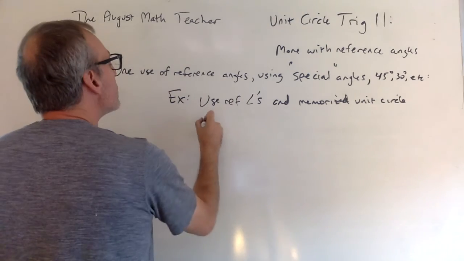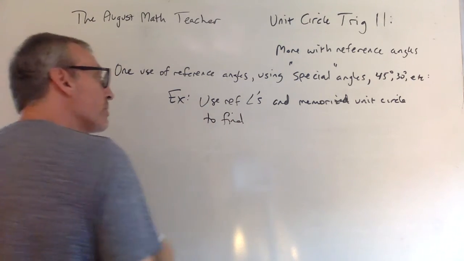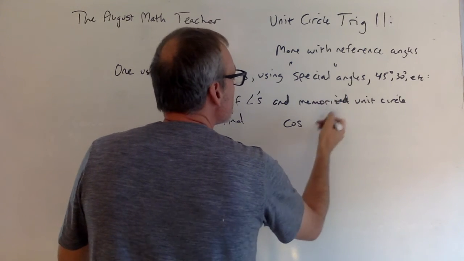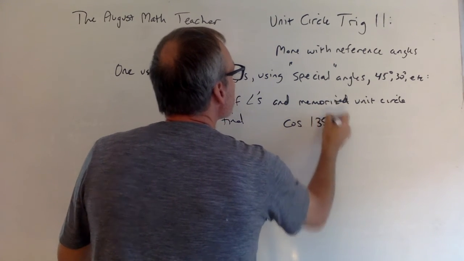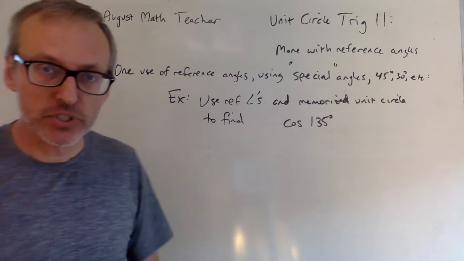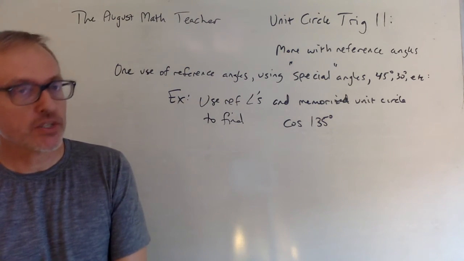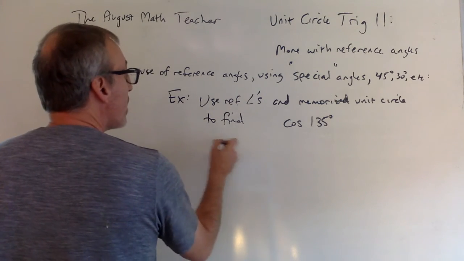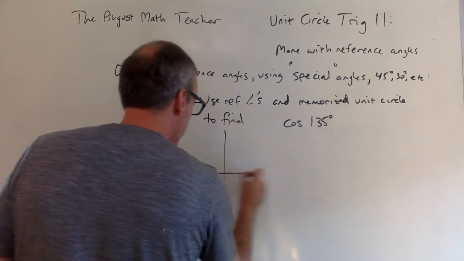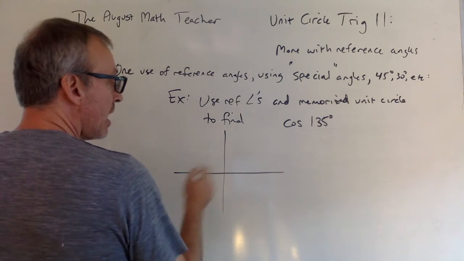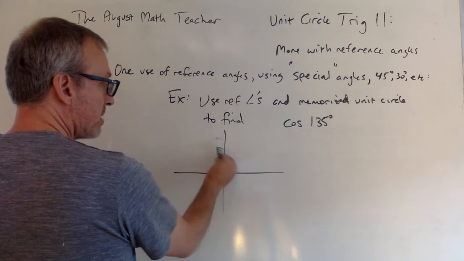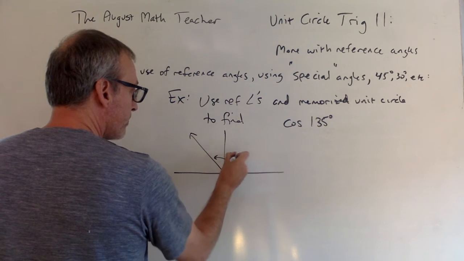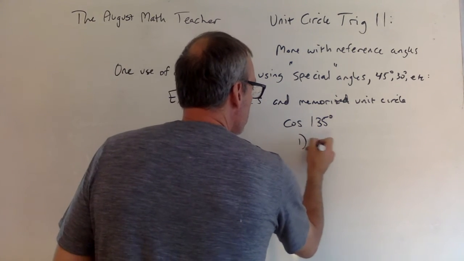Not a calculator. To find the value of, let's say, the cosine of, let's say, what are we going to do? How about 135 degrees? So we want the cosine of 135. We're not going to use a calculator. What we're going to do instead is draw it. That's the first thing you want to do. 135 degrees is 90 plus another 45, gets us halfway through the second quadrant. There's 135.